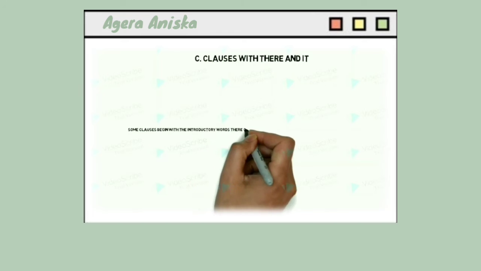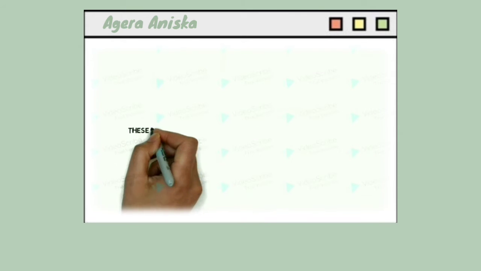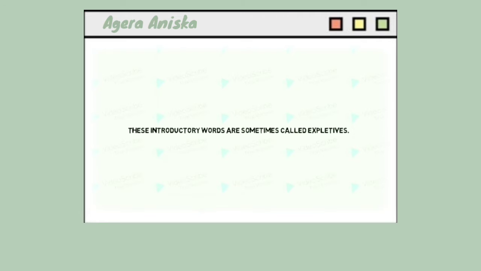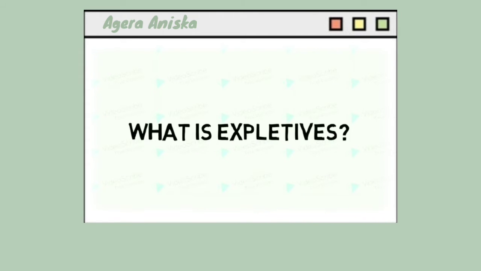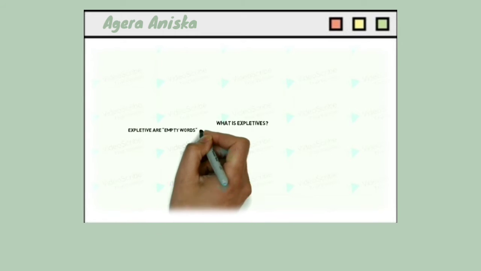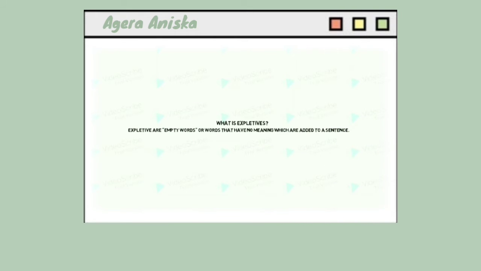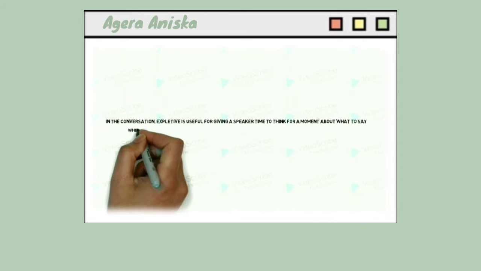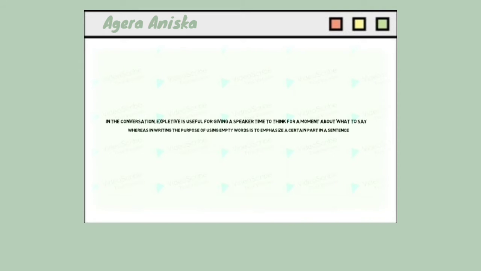Some clauses begin with the introductory words there or it rather than with the subject of the sentence. These introductory words are sometimes called expletives. Okay, what is an expletive? Expletives are empty words, or words that have no meaning, which are added to a sentence. In conversation, an expletive is useful for giving a speaker time to think for a moment about what to say. In writing, the purpose of using empty words is to emphasize a certain part in a sentence.